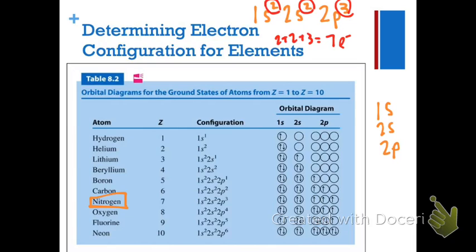Okay? We're just telling about where is our last electron for that element. Okay? And our last electron is found in that 2p block. It's the third electron in the 2p block for nitrogen. Okay, is that making sense? You want to try a couple?